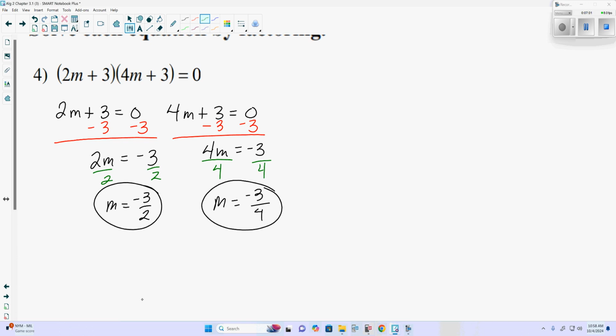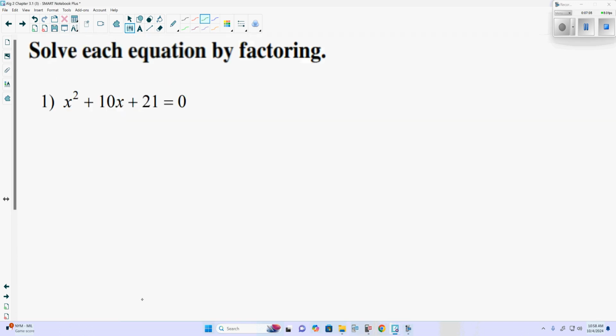So questions on the first two? All right, we ready for problem number 3? X squared plus 10x plus 21. Do we have two things being multiplied together that equal 0? We don't. But we can, because when we factor x squared plus 10x plus 21, it turns it into two things being multiplied together, or two sets of parentheses.